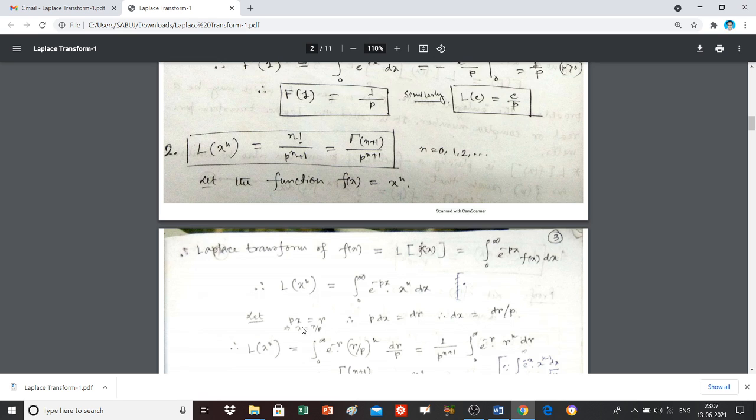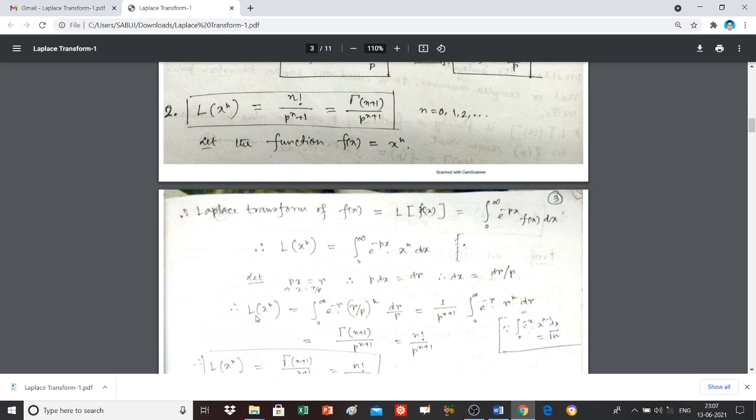Now just substitute the value of px as r and dx as dr by p in this expression. That is done here. So the Laplace transform of x to the power n is equal to the integral from 0 to infinity of e to the minus r, since px is equal to r. After that, x to the power n means r by p to the power n, then dx means dr by p. So from here r to the power n and p to the power n. So here is 1 by p to the power n, and here is 1 by p, so that will give you 1 by p to the power n plus 1, then the integral from 0 to infinity of e to the minus r, after that r to the power n dr.